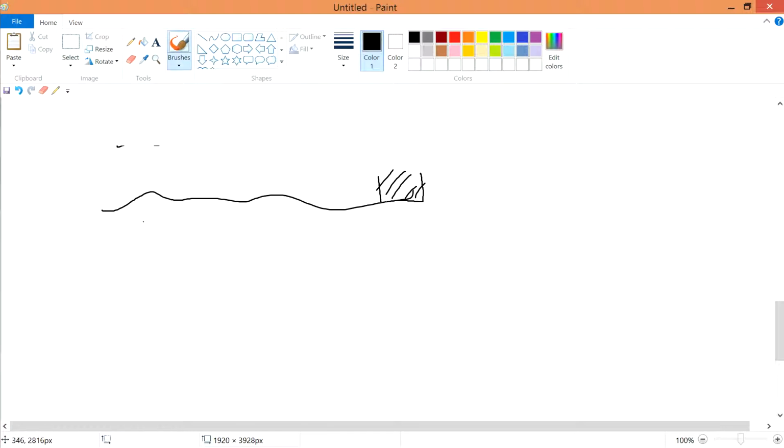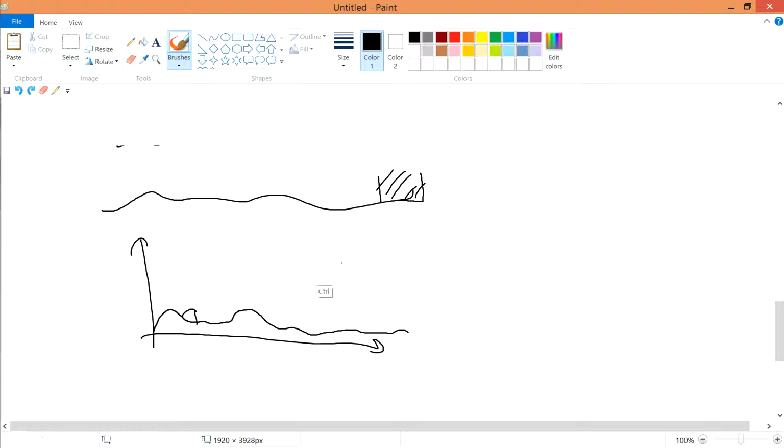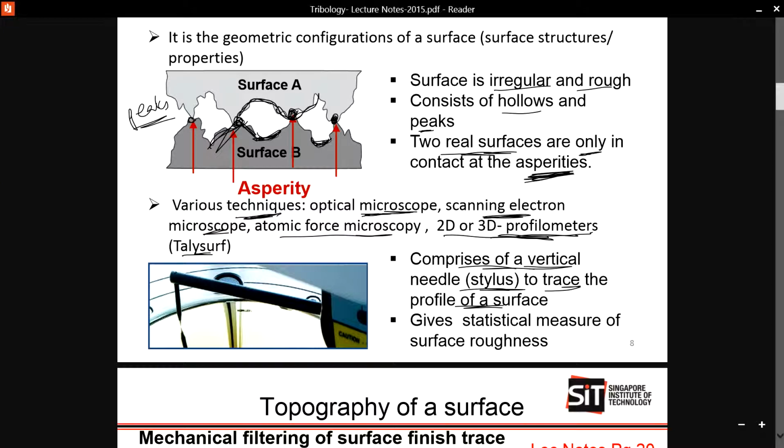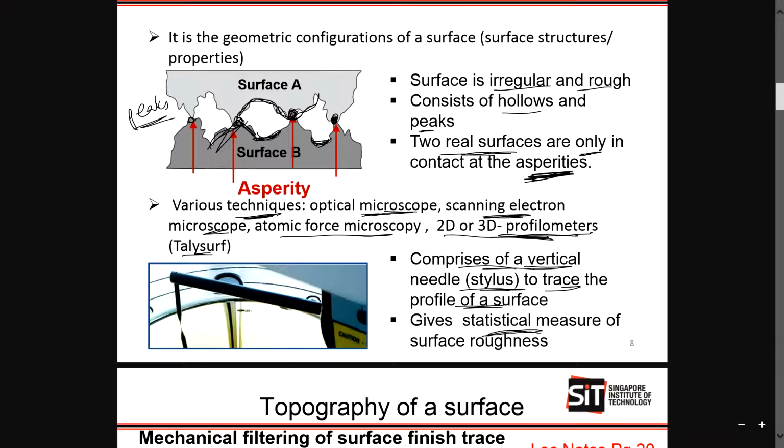Along the way, I plot a graph. Maybe this is the height, and I plot how it goes along. Then I calculate certain quantities in order to know my surface roughness. This gives a statistical measurement of your surface roughness, as in the graph I have drawn just now.